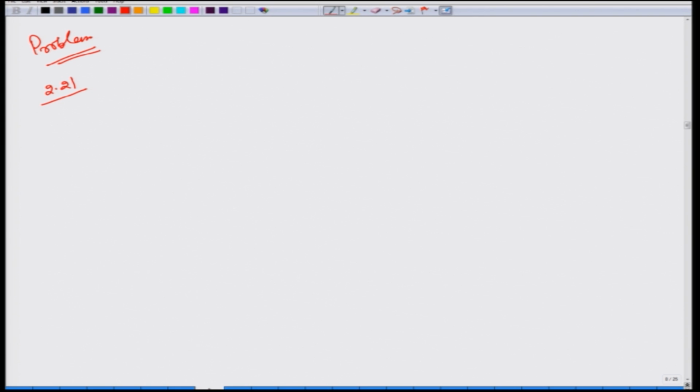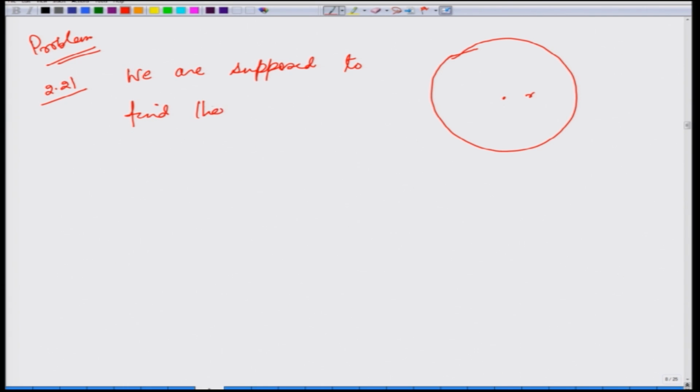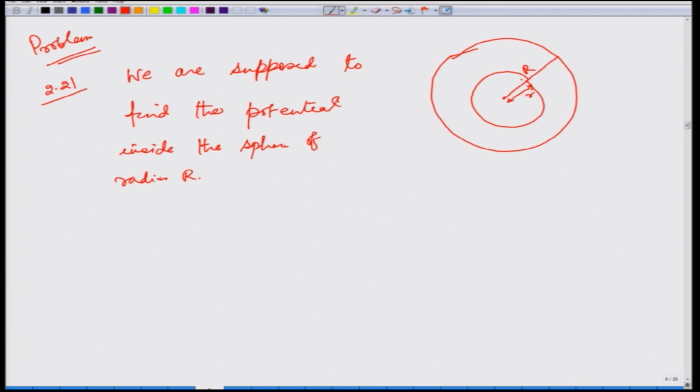Okay, thank you. So now problem number 2.21. What we are supposed to do here is find the potential due to a solid sphere at some point r, where r is less than R. We are supposed to find the potential inside the sphere of radius R. Suppose this is a uniform sphere of radius R, and at some point r, this is my r, we are supposed to find the potential at that point.